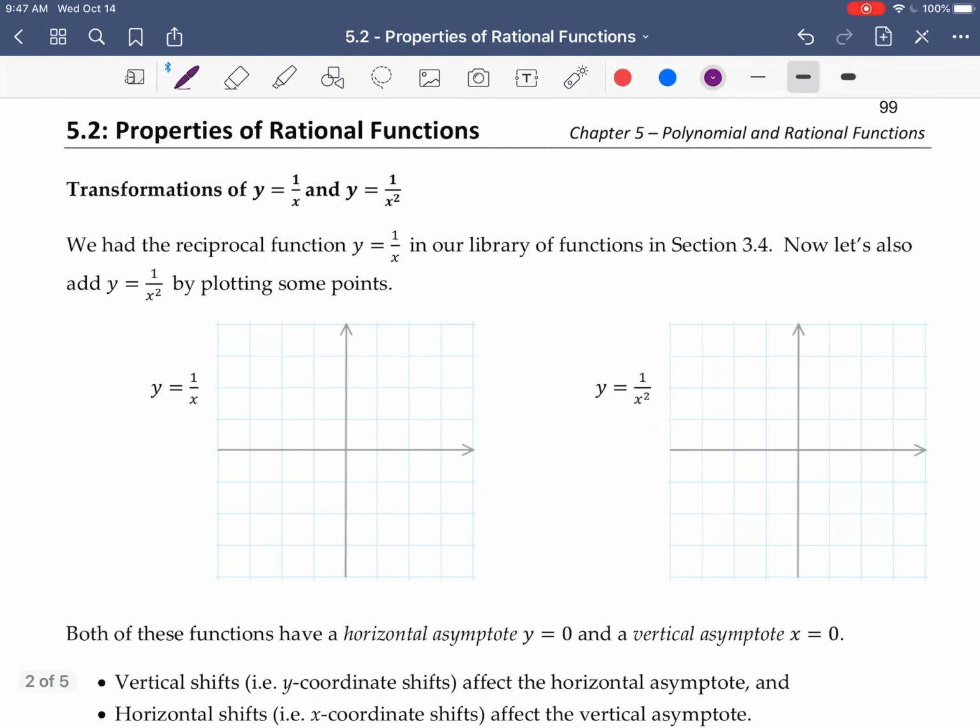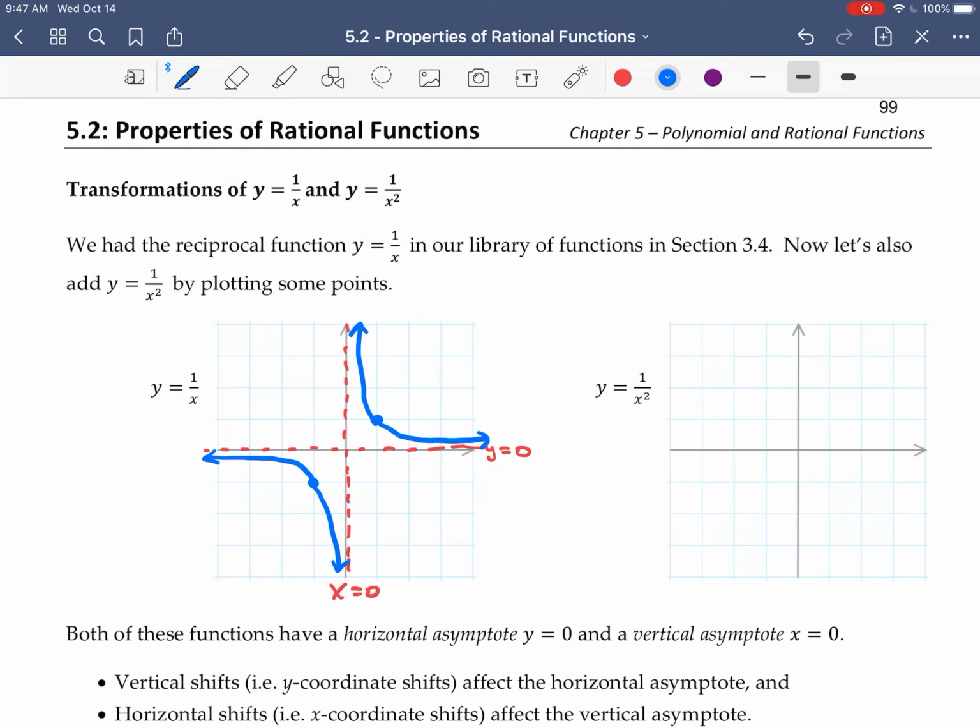We've done transformations already on y equals 1 over x. Remember that looks like this: we have a vertical asymptote at x equals 0, and it actually has a horizontal asymptote at y equals 0. Then the graph goes through these points and looks like that. So that's the graph of 1 over x.